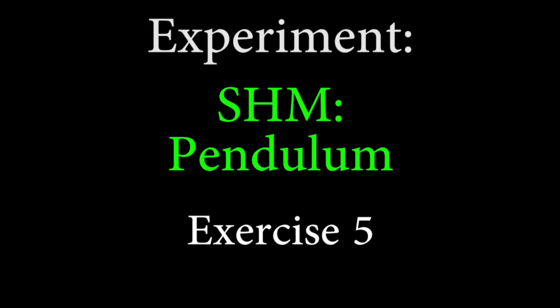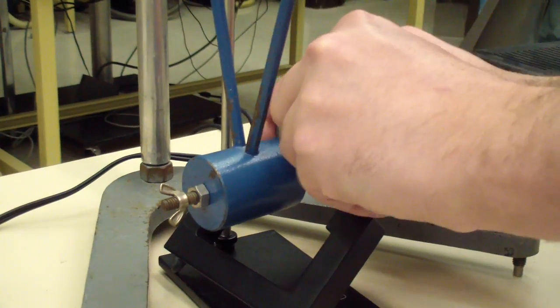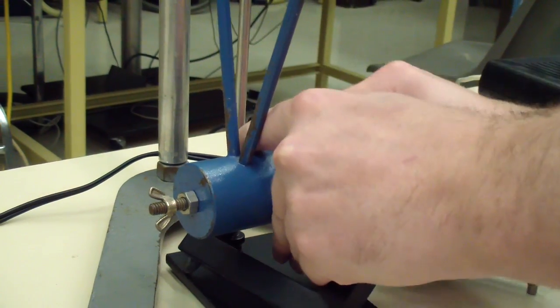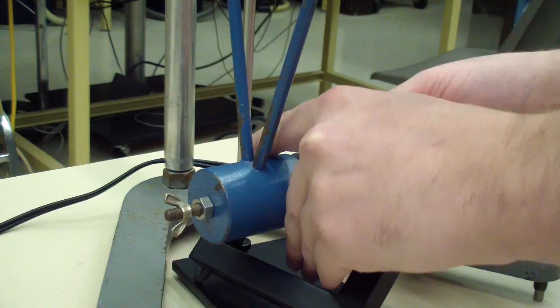In exercise 5, we'll be investigating the effect that varying a pendulum's mass has on its period. Design a pendulum that can carry different masses. Try to ensure that all the masses remain rigid as a group to avoid coupling effects.